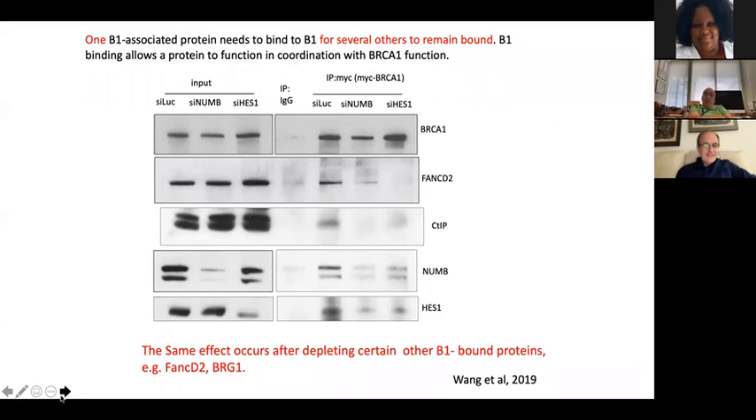But now let's see what happens to all of them when we get rid of BRCA1. Or, no, not when we get rid of BRCA1, when we get rid of NUM or HES alone. If you get rid of NUM on the right, you can see NUM does not co-immunoprecipitate with BRCA1. But it also doesn't when you get rid of HES. And NUM and HES talk to one another, even interact with one another.